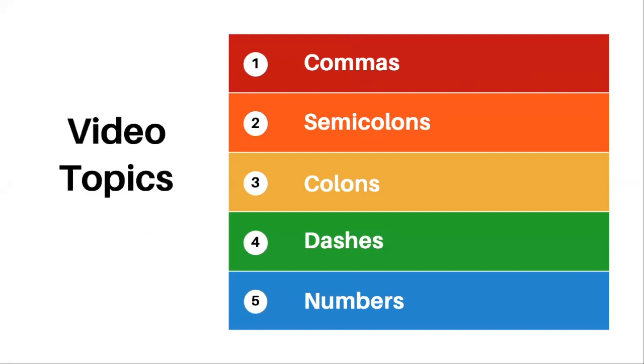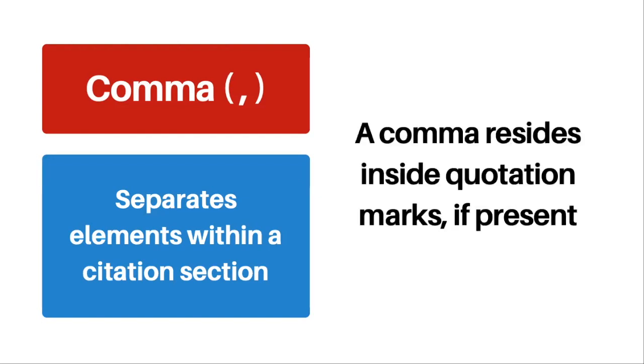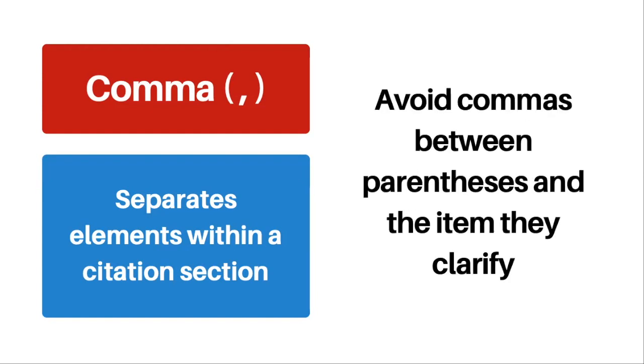This video covers more basic citation punctuation rules. We're going to go over commas, semicolons, colons, dashes, and numbers. Let's start with a comma. A comma separates elements within a citation section, and a comma resides inside quotation marks if present. Avoid commas between parentheses and the item that they clarify or restate.